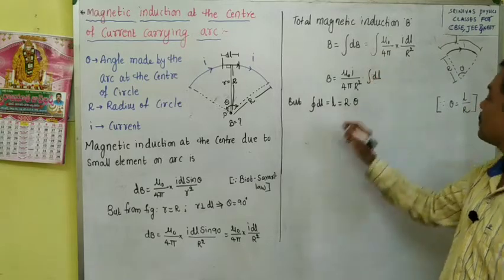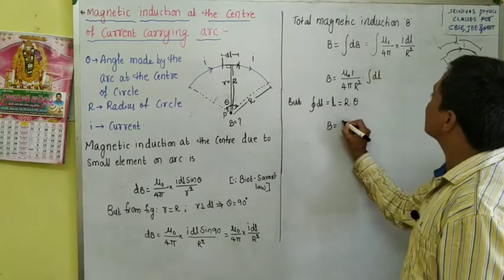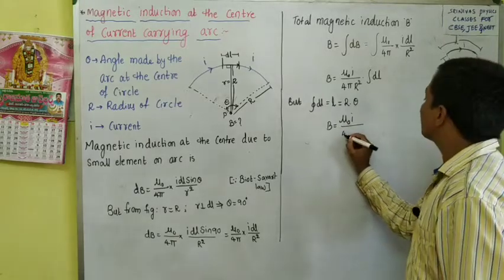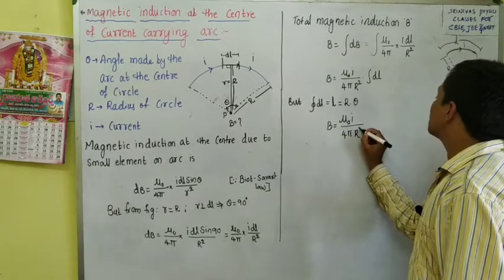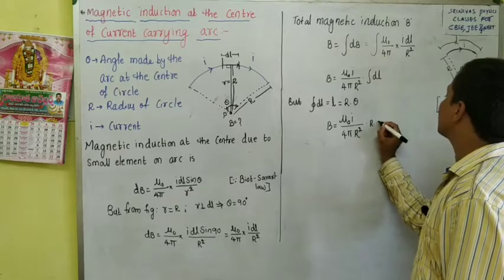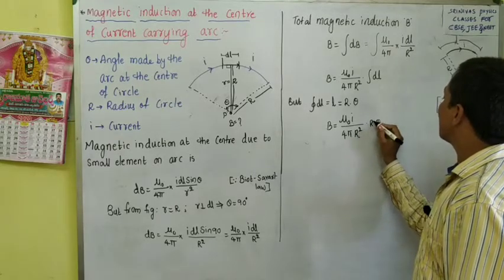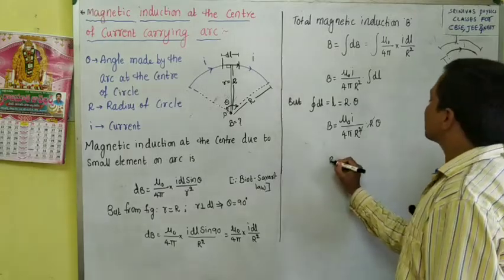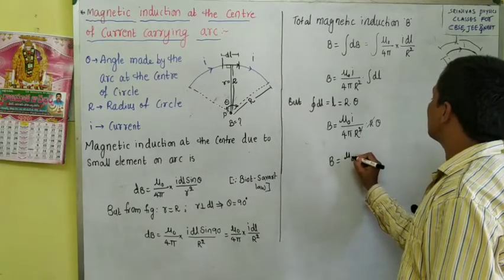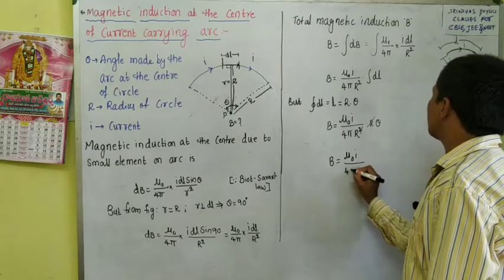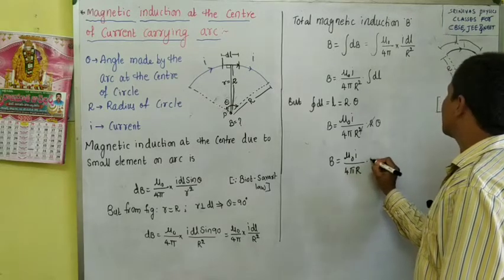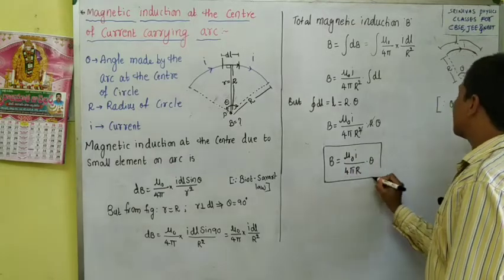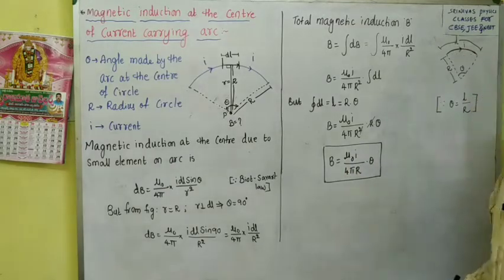This we substitute in the above equation, then we will get B is equal to mu naught I by 4 pi r square into integration dl, which is r theta. This r and r square will cancel. Then we will get the formula for the magnetic induction, that is mu naught I by 4 pi r into theta. This is the formula for the magnetic induction at the center of the arc.